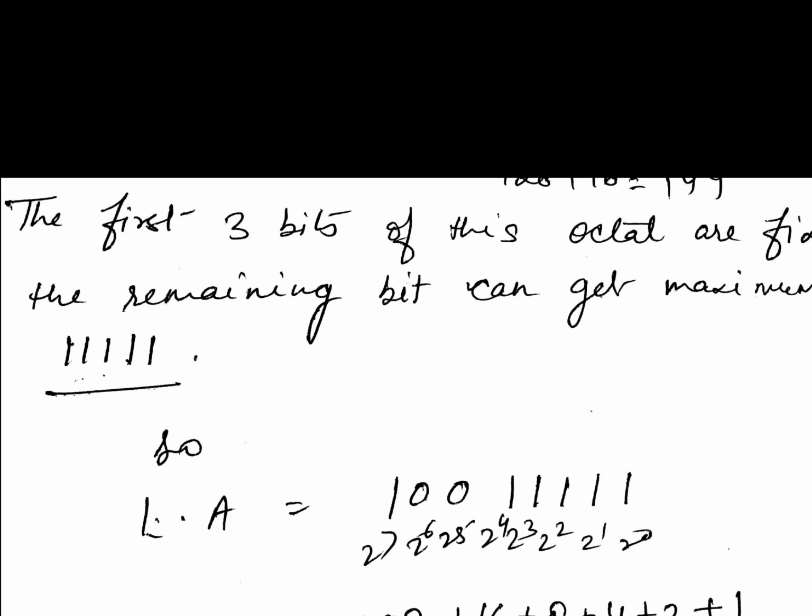So calculate the address: 128 plus 16, then 8, then 4, plus 2 plus 1. Adding all these numbers, we get the value 159.